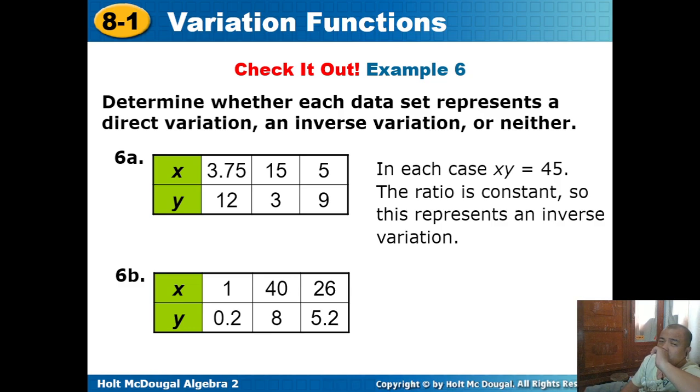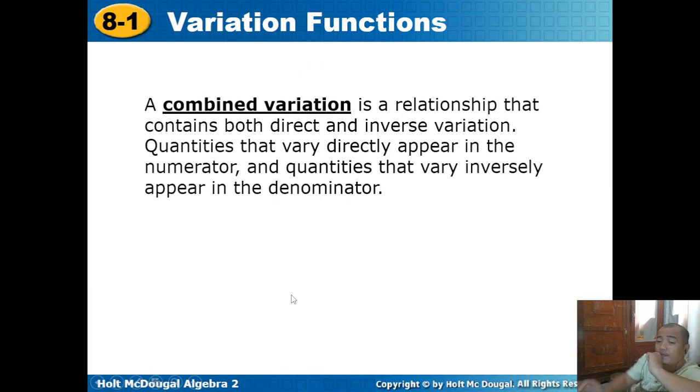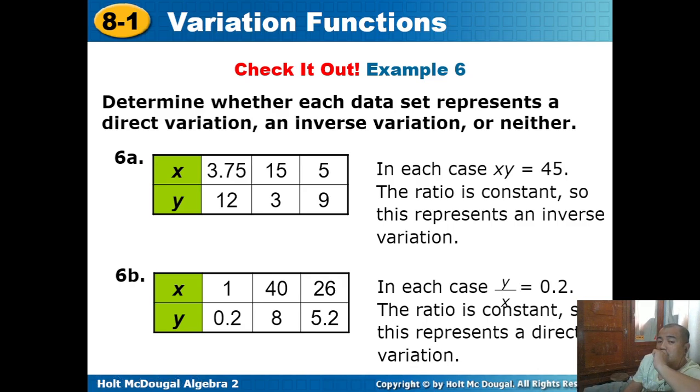How about here, 6B? 140, 26. 0.2 and 0.28. Let's see. If we divide y by x, 0.2 is the answer. 0.2 divided by 1, yes. As we divide y by x, the ratio is constant. So this represents a direct variation for the numbers in 6B.